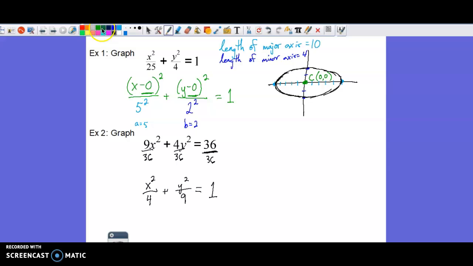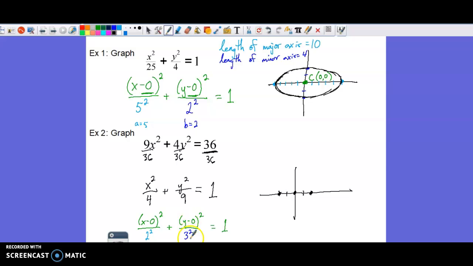So to help you out, and I'm trying to use the same colors, it's x minus 0 squared and y minus 0 squared equal to 1. And let's see, I use this color for the a value. So 4 is the same thing as 2 squared. And 9 is the same thing as 3 squared. So when I go to my graph of this, still centered at the origin, underneath the x value is 2, so I need to move to the right 2, and to the left 2 from the center.